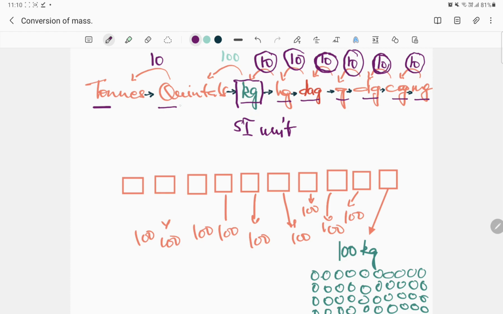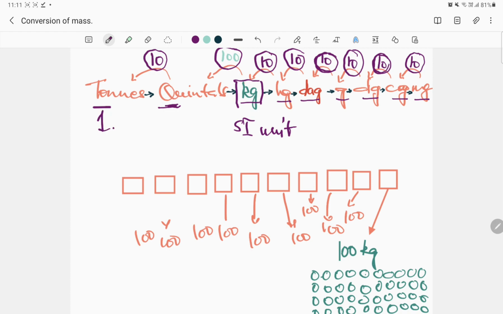But now, how many kilograms make up a quintal? And here is where it becomes slightly different. 100 kilograms make up a quintal, not 10. Do not remember it this way. So, 100 kilograms make up a unit of mass, which is called a quintal. And then 10 quintals, again, we come back to the same conversion factor. 10 quintals will make up 1 ton.